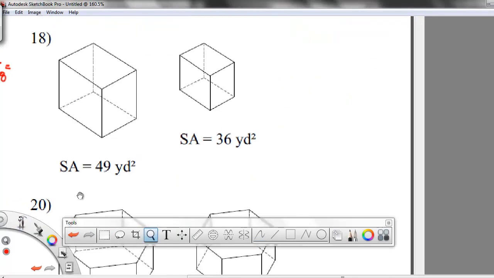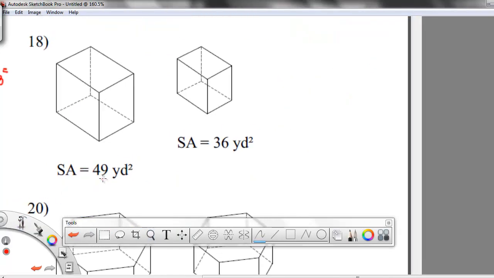So let's go ahead and do this one right here. Let's take 49. Let's say that that's the new and 36 is the old. We take the square root of each side. Square root of 49 is 7. Square root of 36 is 6. And so that would be my answer for 18.